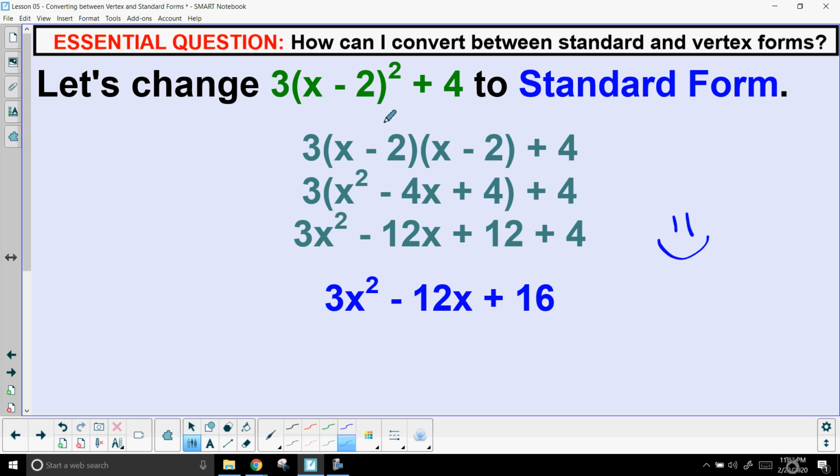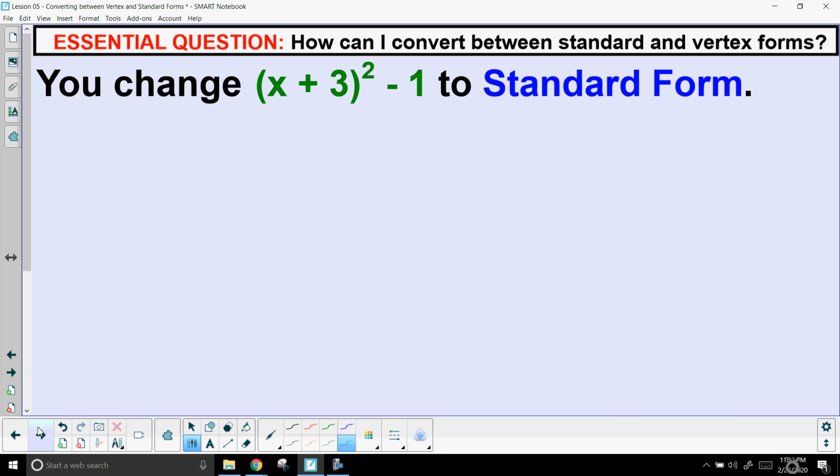Again, see, in this case we broke it up, multiplied it. Could use the Punnett square for that. Distribute the 3. Combine like terms. Nailed it. Again, we're just multiplying. Go ahead and pause the video and try this one out on your own.